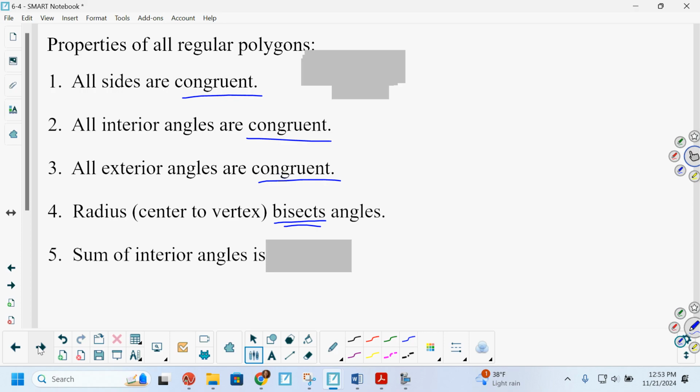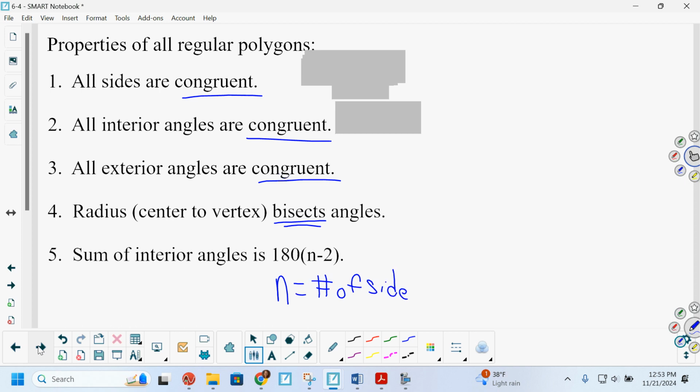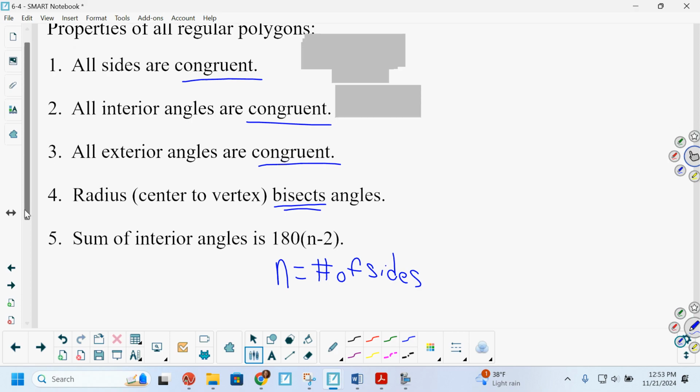And then if you remember, the sum of the interior angles always changes. It's based on the formula 180 times n minus 2. And remember, n is the number of sides or angles. So these are some things we want to keep in mind.